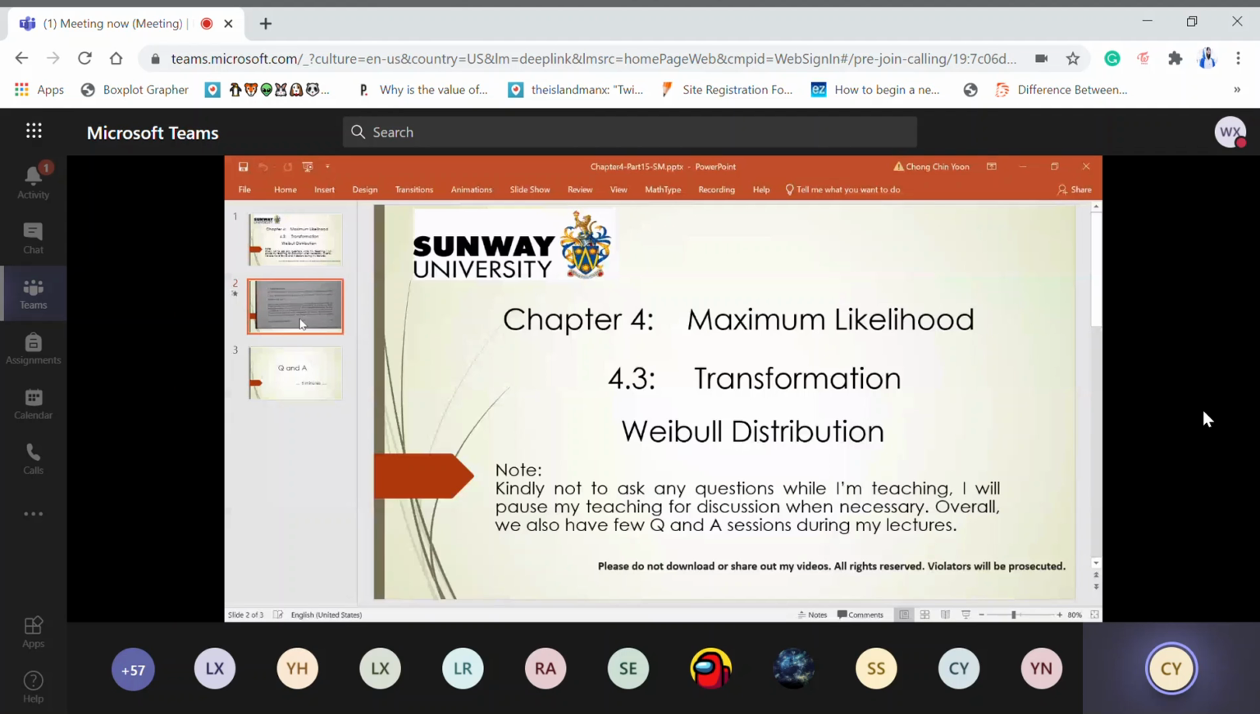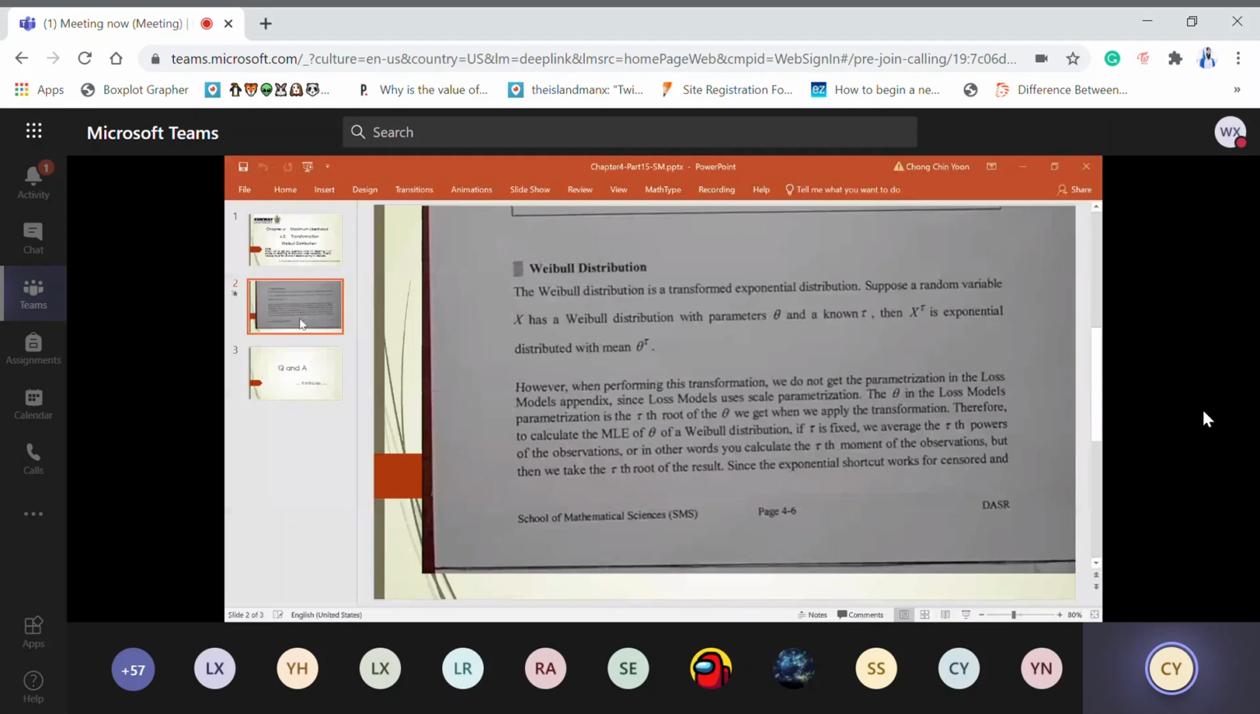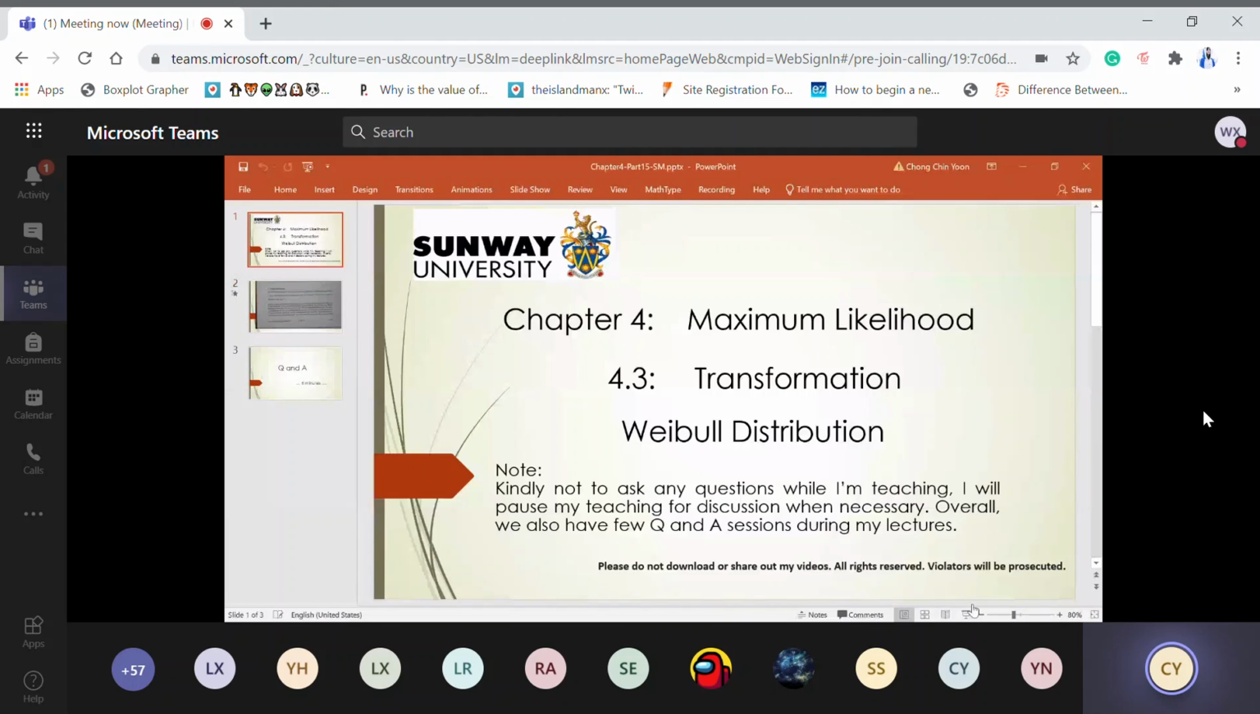So now we go to the Weibull distribution. We have learned the transformation of the inverse exponential. Now we go to Weibull. I can also estimate the parameter for the Weibull distribution by using transformation.